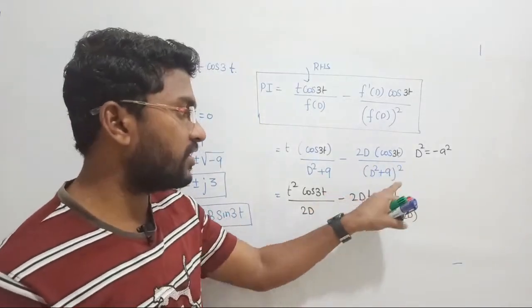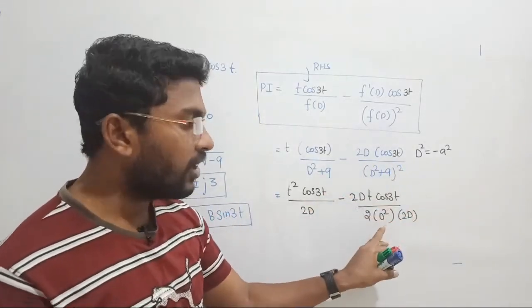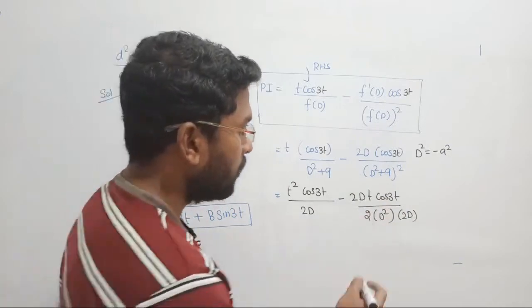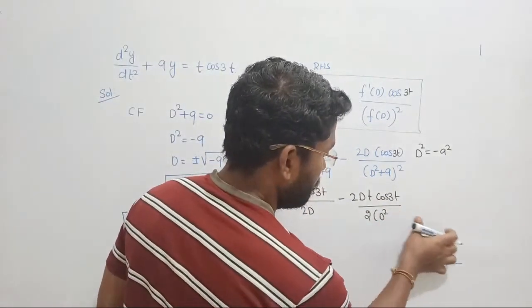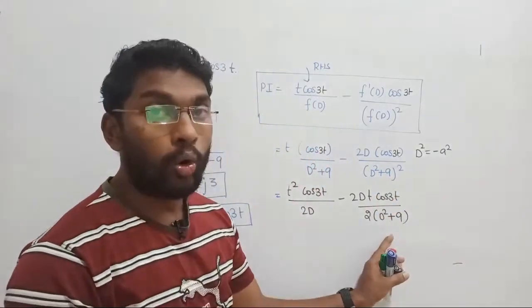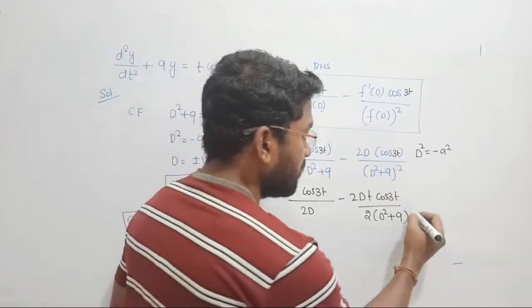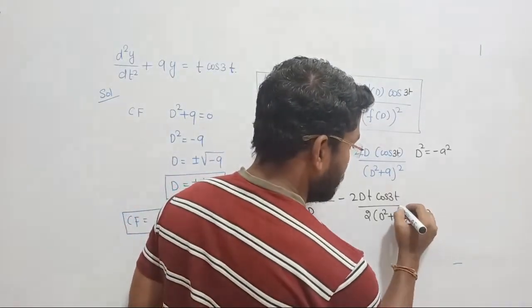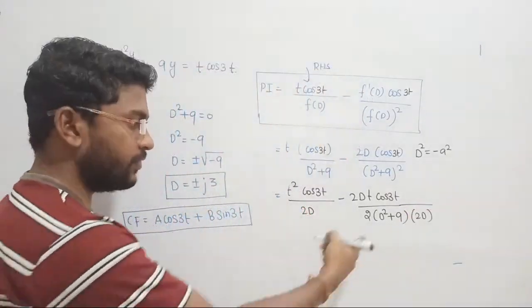I have to do differentiation for the whole square, that will become twice of d square plus 9. That is the whole differentiation. Inner differentiation will give you twice of d. That's all. Clear? Now let us substitute the values.